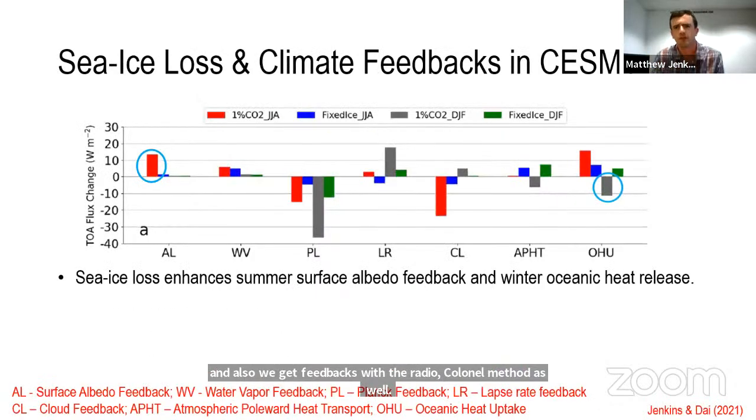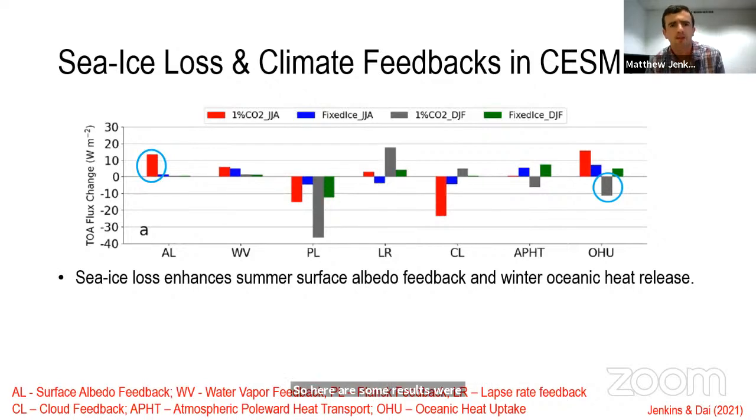So here are some results where we're looking at the feedbacks by how they impact the TOA flux change. First I want to draw your attention to the surface albedo feedback to the very left and the oceanic heat uptake to the very right. As you can see by the red bar, which represents the summer surface albedo feedback in the standard 1% CO2 run, it's very large. And under the fixed ice case, the surface albedo feedback essentially gets cut off.